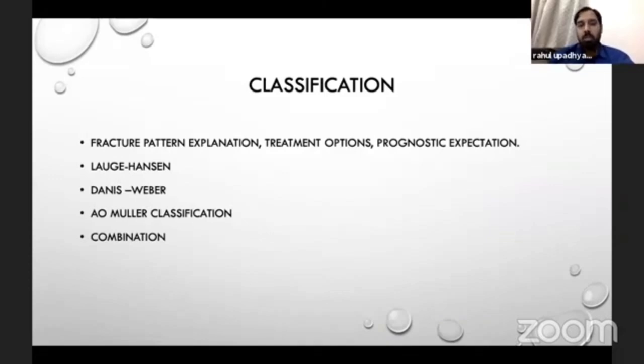So coming to the most important part, the classification of the injury and identification of the injury pattern. The idea of having a good classification is that it should be able to explain the fracture pattern, the treatment options that may be needed, and the prognostic expectations of it. We have Lauge-Hansen classification, Danis-Weber classification, and AO classification. But what we are going to look at today is a combination of these so that we can better understand each classification together.